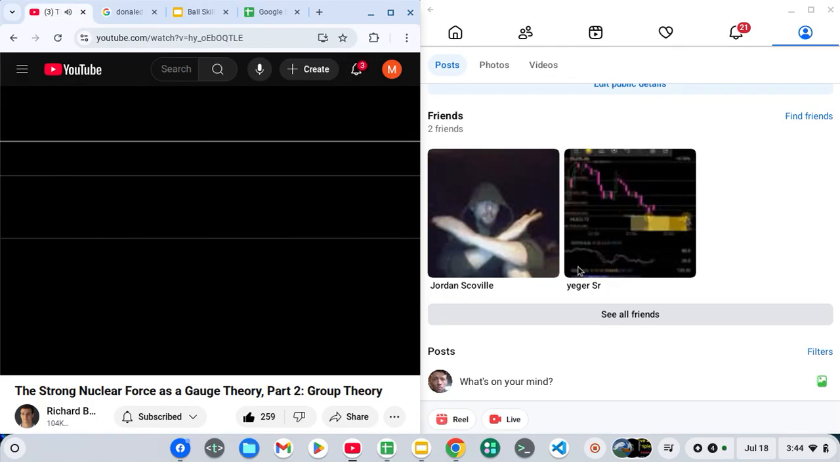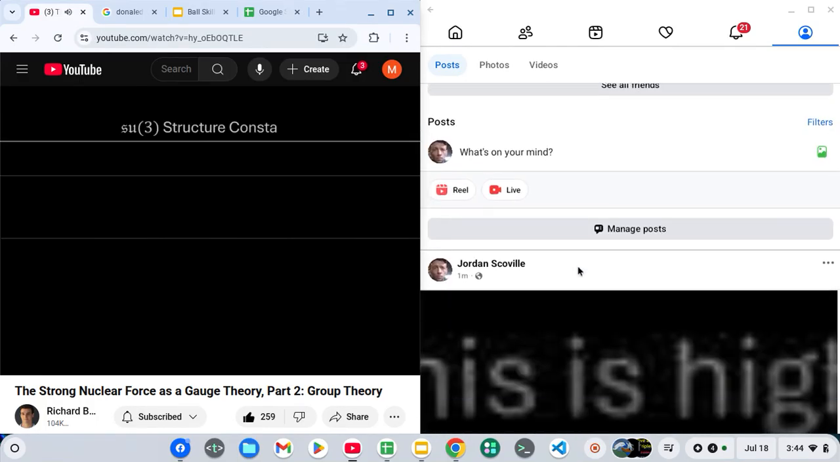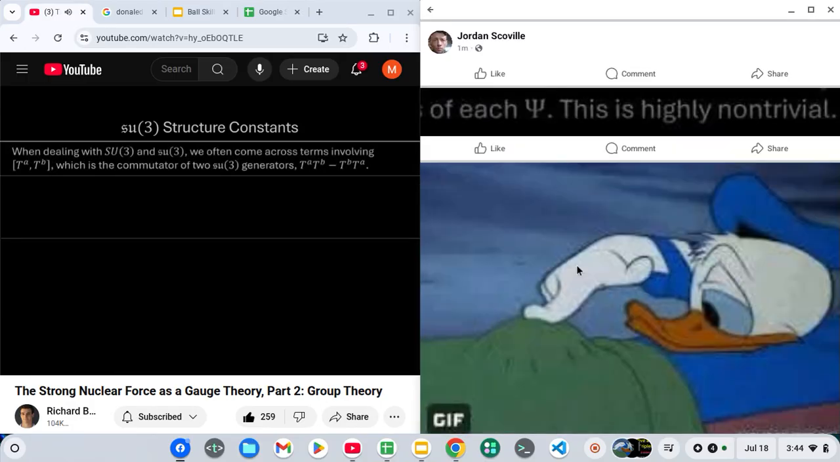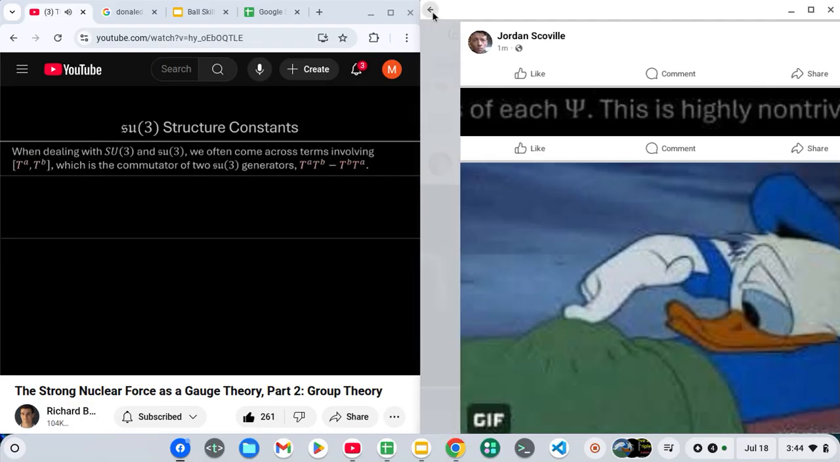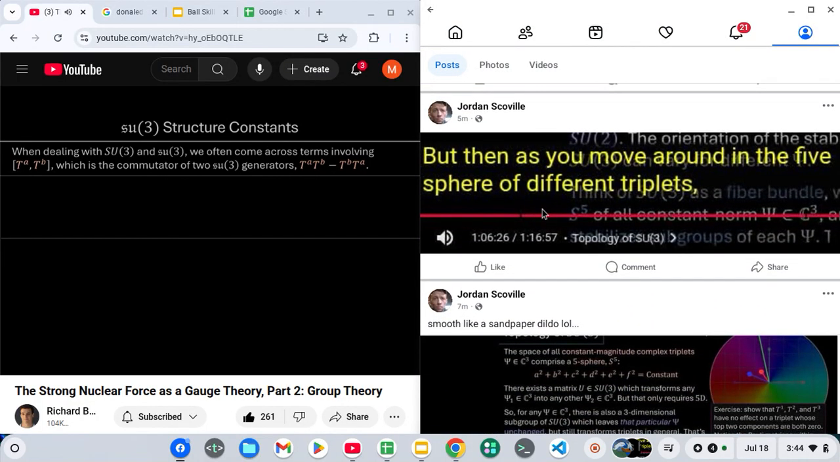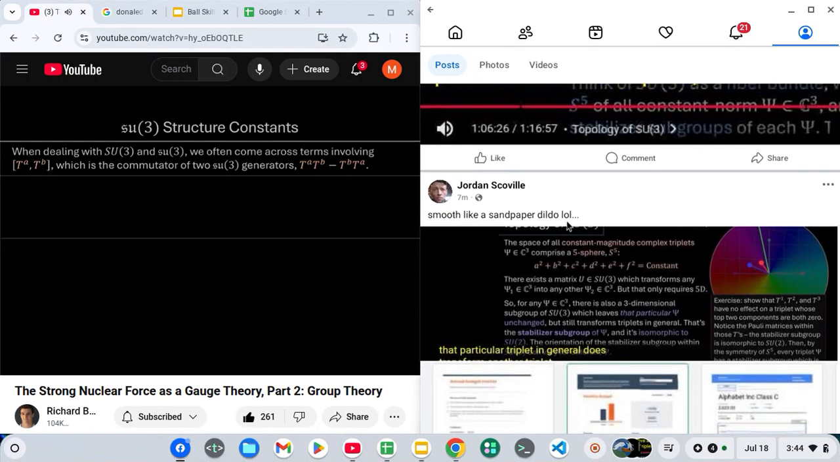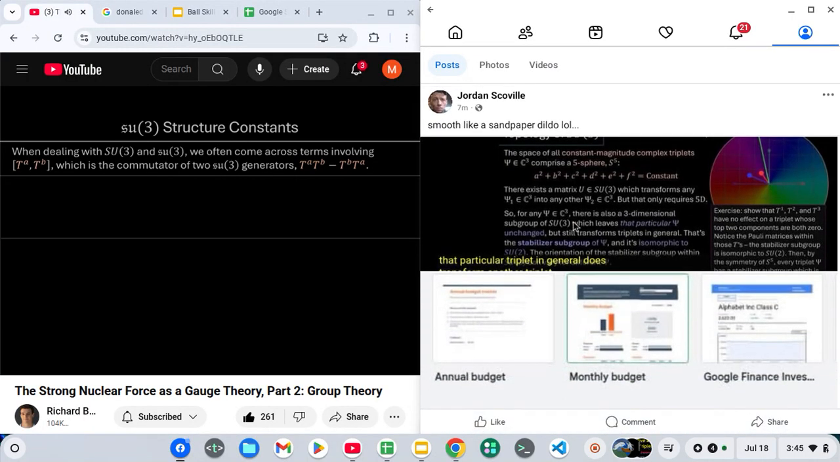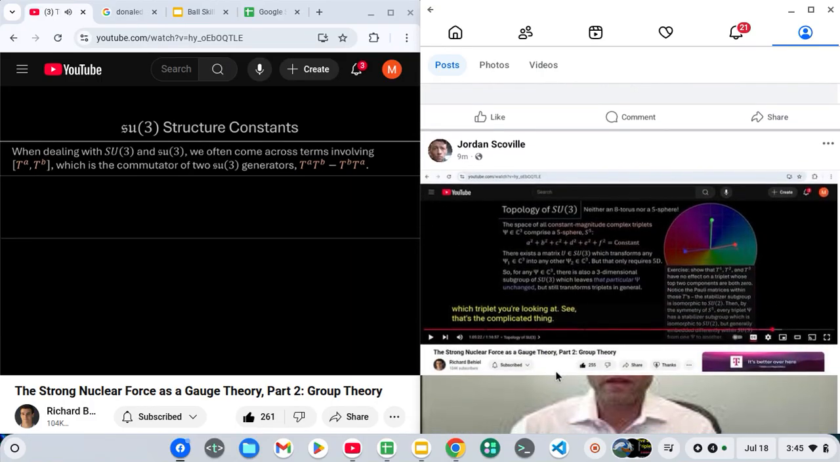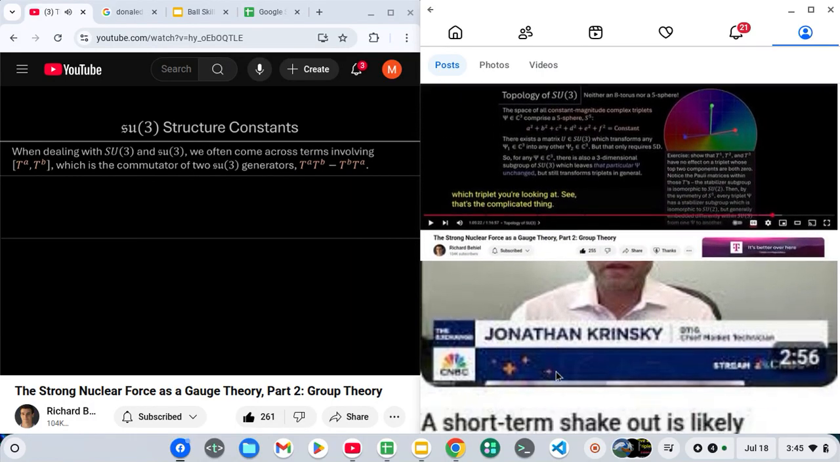Alright, now one more thing I want to talk about before we go are the SU(3) structure constants. When we're dealing with SU(3), we'll often come across terms involving the commutator of T_A and T_B. In other words, the commutator of two SU(3) generators, which by definition is T_A T_B minus T_B T_A. And it tells us something about the structure of the way in which the group doesn't commute.